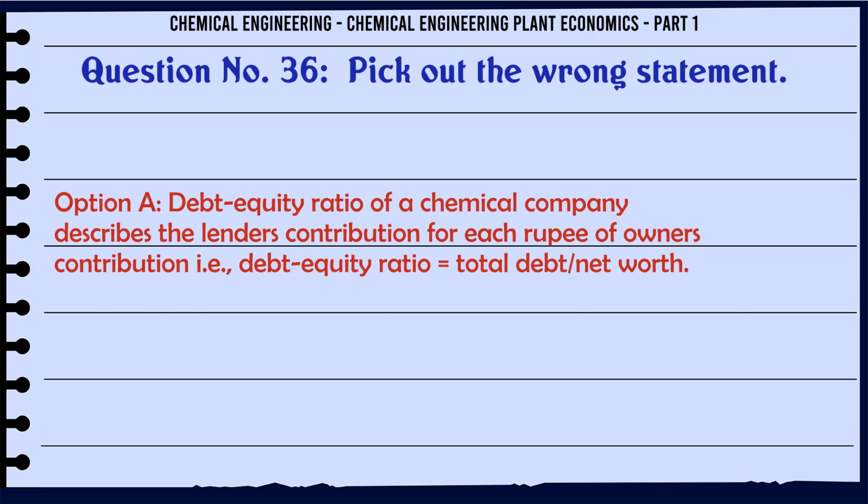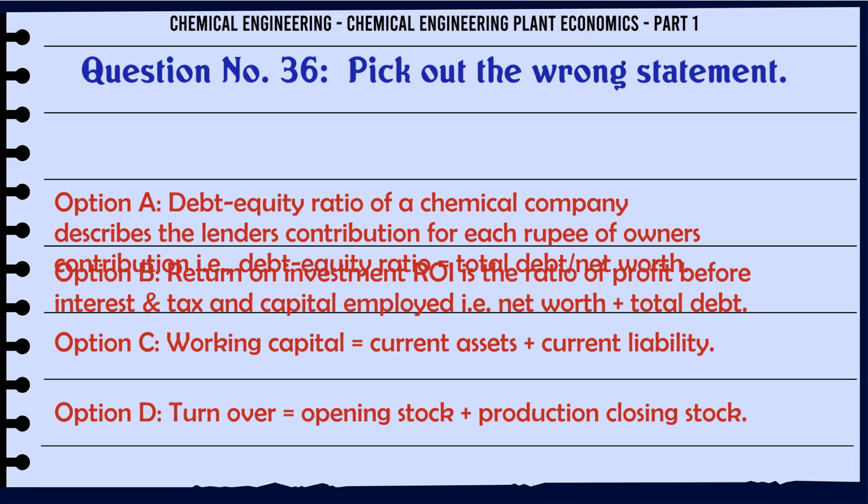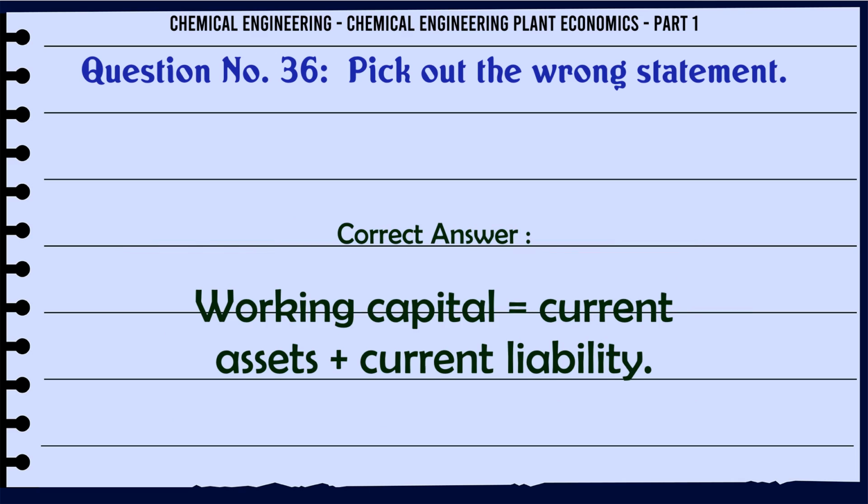A. A debt-equity ratio of a chemical company describes the lender's contribution for each rupee of owner's contribution, i.e. debt-equity ratio is equal to total debt over net worth. B. Return on investment, ROI, is the ratio of profit before interest and tax and capital employed, i.e. net worth plus total debt. C. Working capital is equal to current assets plus current liability. D. Turnover is equal to opening stock plus production minus closing stock. The correct answer is working capital is equal to current assets plus current liability.